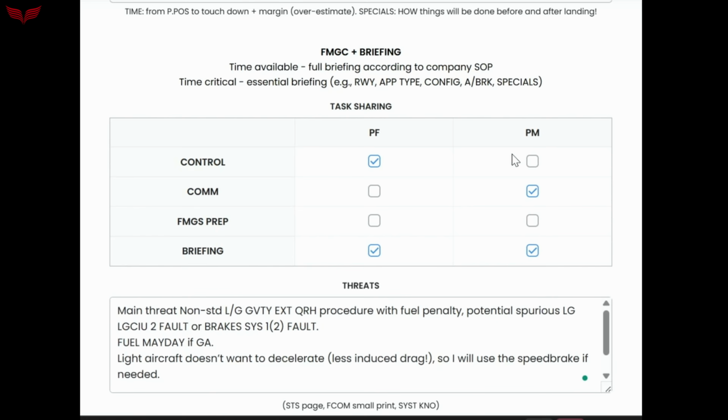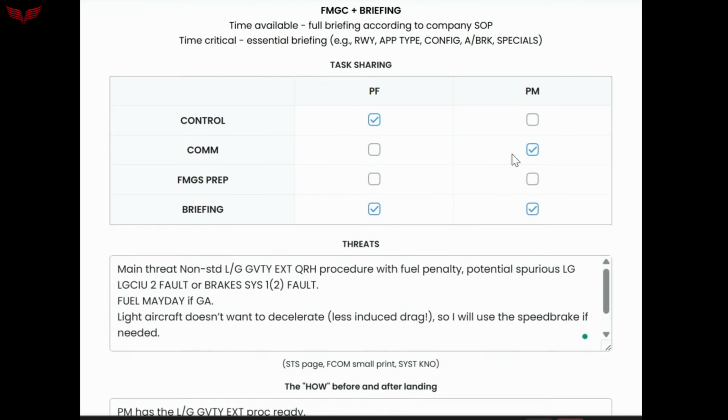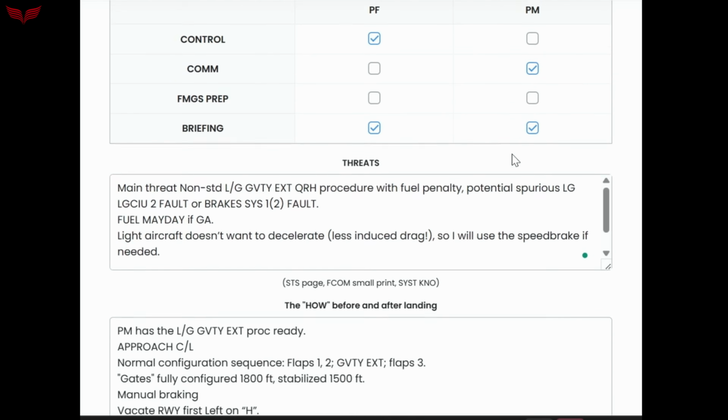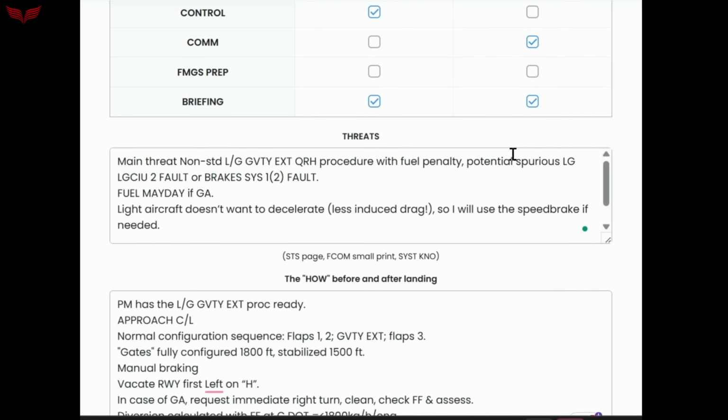Threats. Main threat is non-standard landing gear gravity extension QRH procedure with fuel penalty and potential spurious landing gear LGCIU 2 fault or brake system 1-2 fault. Fuel mayday if go around, and light aircraft does not want to decelerate because of less induced drag, so I will use the speed brake as required.